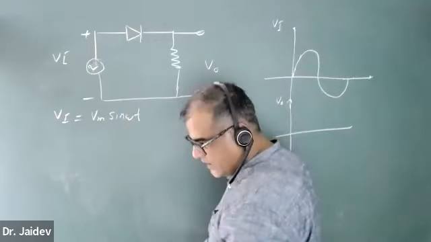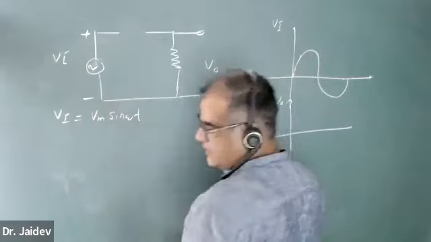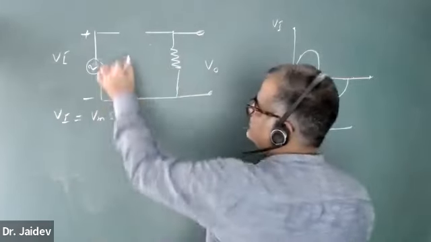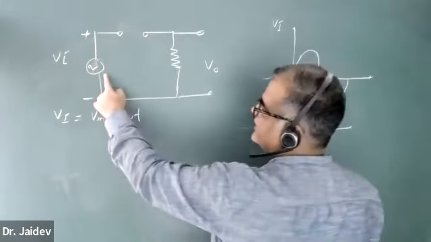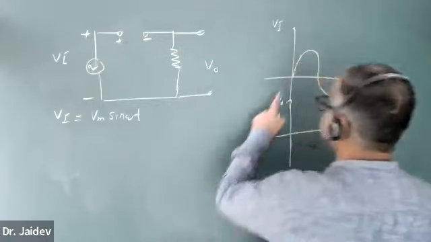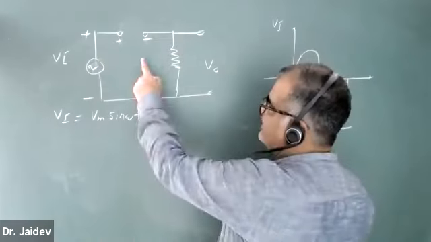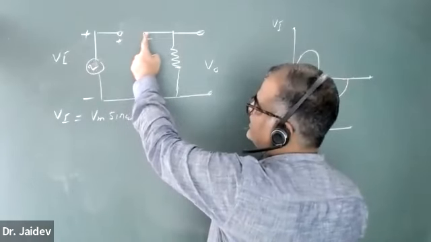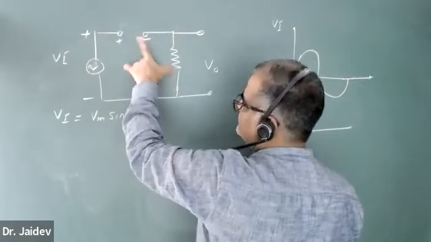Okay, if you want to know whether a diode is reverse biased or forward biased, how do you check? Just open this circuit. Once you open this circuit, whatever voltage you are applying here, that voltage will come here, and that voltage is positive. So for the positive cycle, this diode is forward biased, because once you open the circuit, there is no current. So whatever voltage you apply, this will come here.